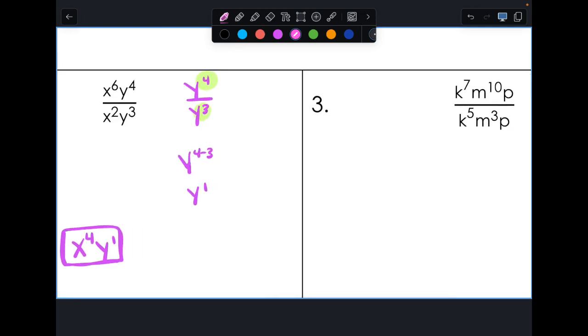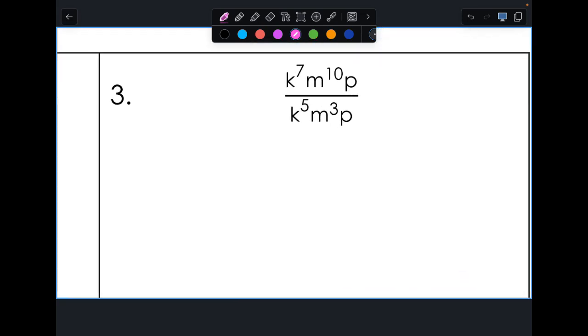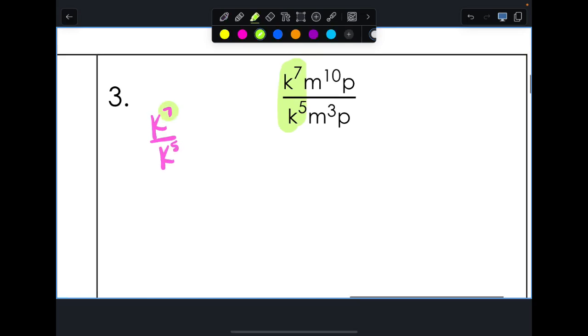How many groups do we have over here on number 3? 3 groups. The first group that we have is our k's. So k to the 7th over k to the 5th. You're dividing your powers, subtract the exponent. 7 minus 5 is? 2.